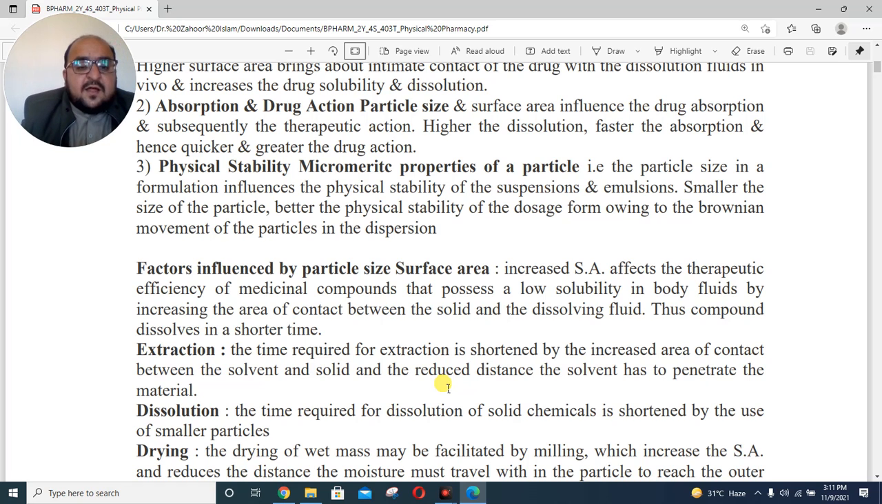Another factor which is influenced by particle size and surface area: when we increase the surface area, it will affect the therapeutic efficacy of medicinal compounds that possess low solubility in body fluids, by increasing the area of contact between the solid and the dissolving fluid. Thus the compounds will be dissolved in a shorter time.